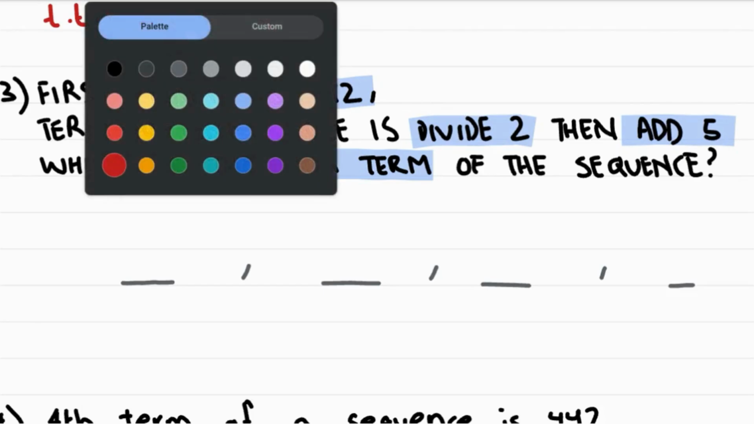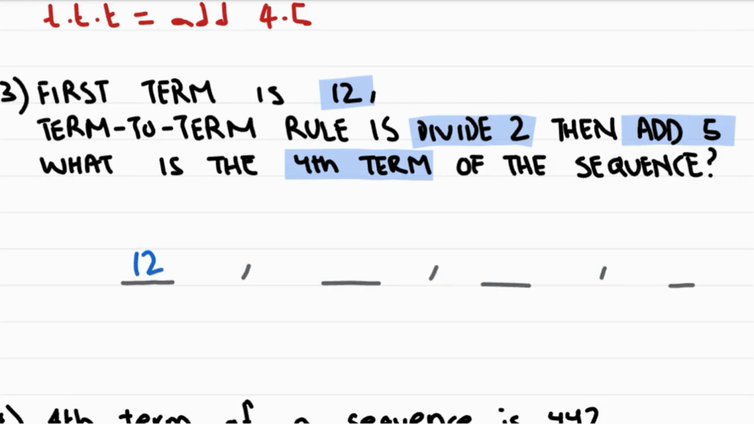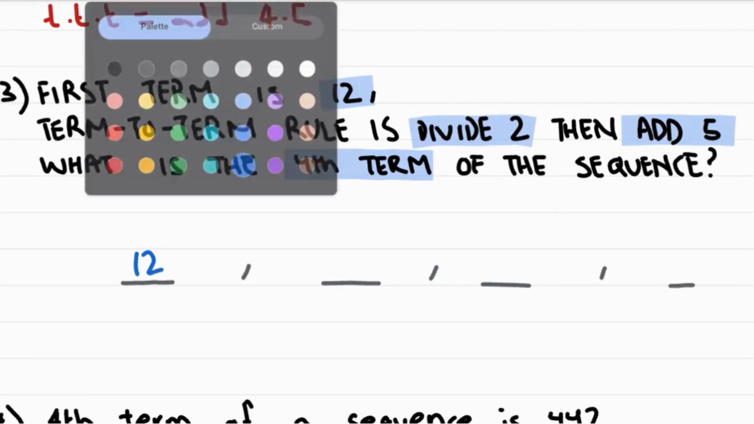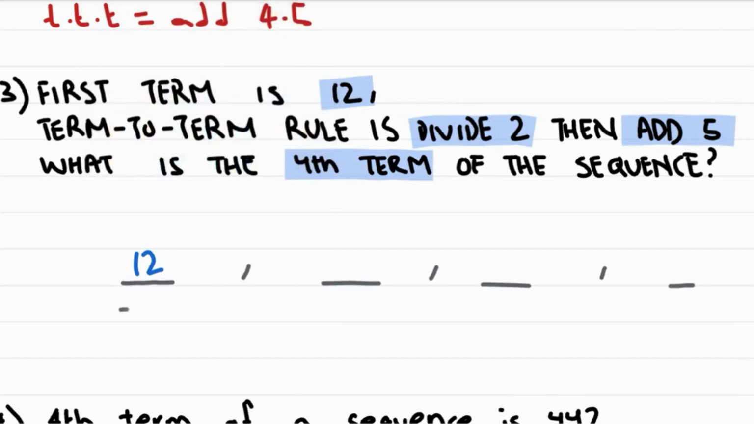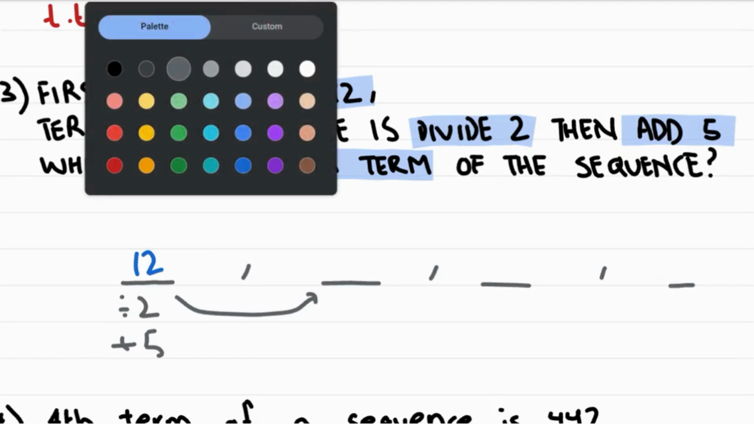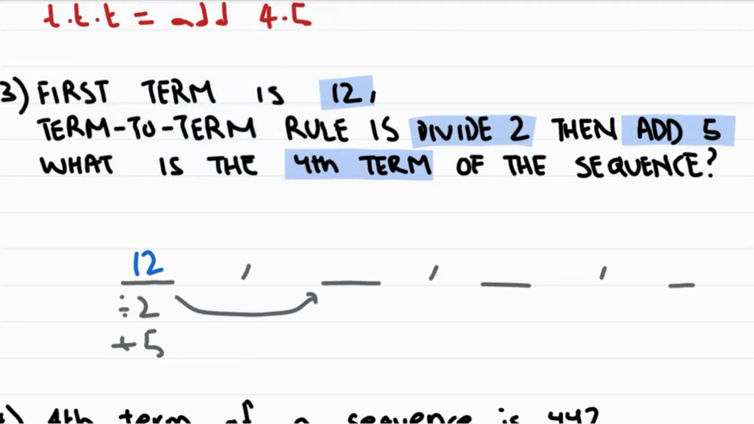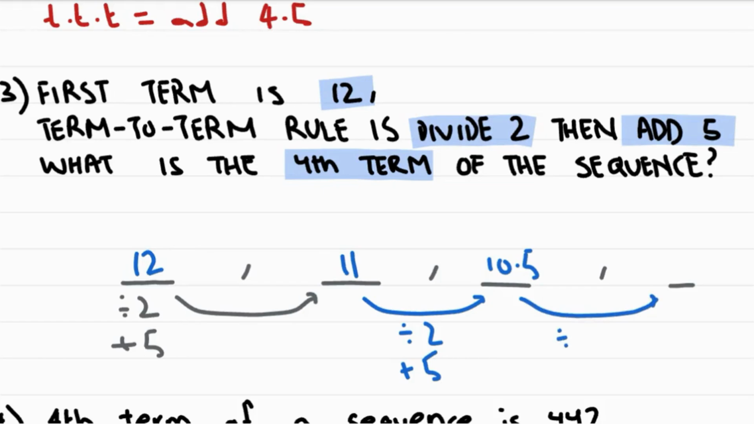They said that the first term is 12, and the term to term rule here is to divide by 2, then add 5 to get to the second term. So let's divide 12 by 2 and then add 5. That would give us 11. And then again, to go from the third term to the fourth term, we'll divide by 2 and then add 5. That would give us a 10.5. And then we do the same thing again. We divide by 2 and then add 5. That would give us 10.25. So that's how we do this question.